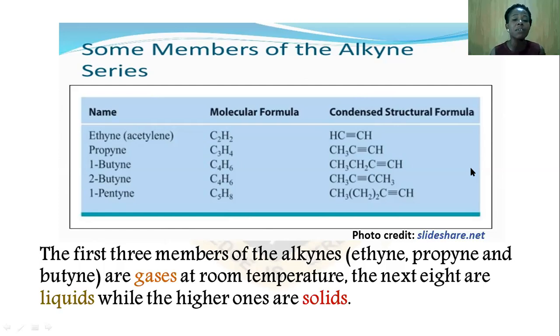Now, the first 3 members of alkyne, that is ethyne, propyne, and butyne, are gases at room temperature. You see the gradation in physical property. The next 8 are liquids, while the higher members are solid. So these are the general characteristics of the alkyne.